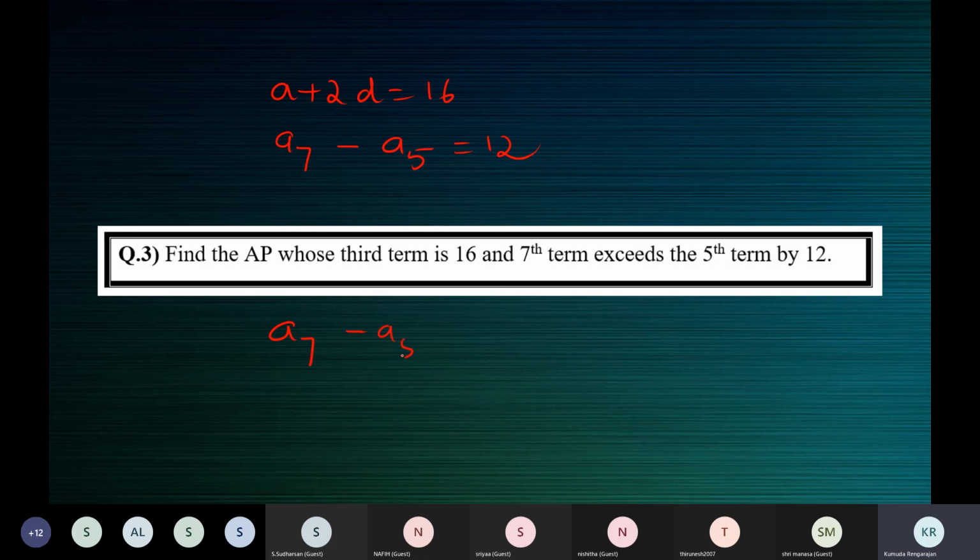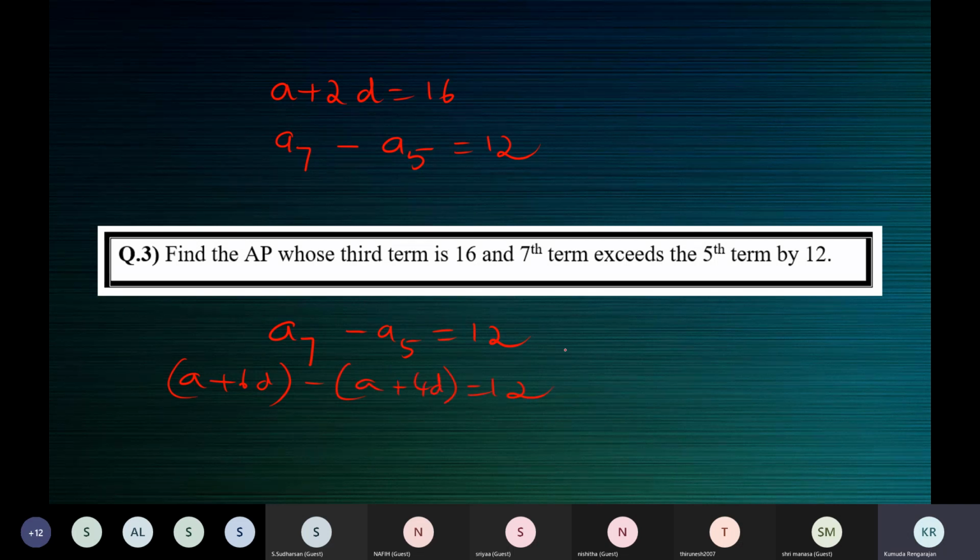So exceeds means is more than. Which is more? Seventh term is more. Which is less? Fifth term is less. How much more is the seventh term? 12. So the difference is 12. A7 minus A5 is equal to 12. So (a plus 6d) minus (a plus 4d) is equal to 12.